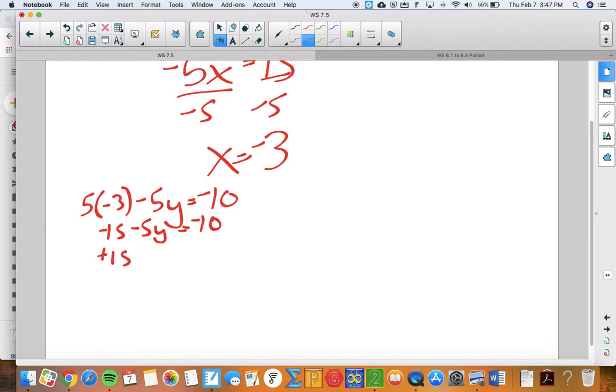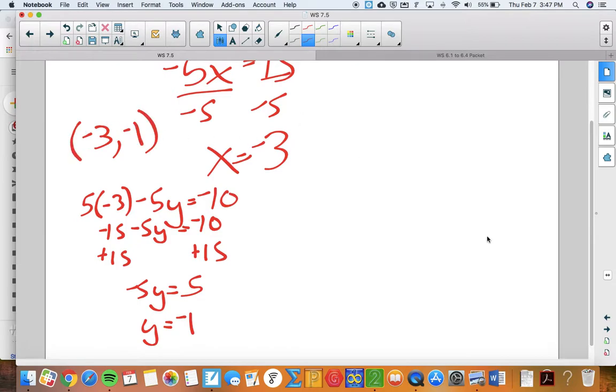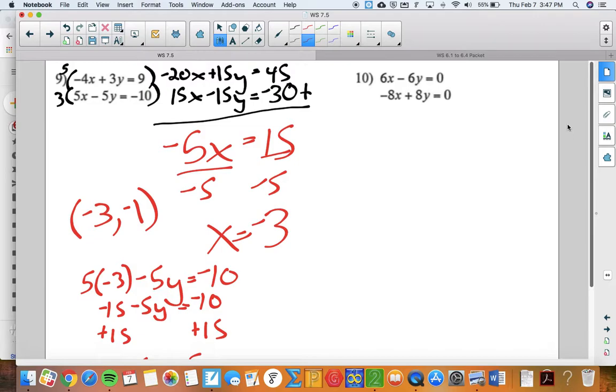So we add 15 to each side. We get negative 5y equals 5, so that means y equals negative 1 when we divide by negative 5. So there's our solution. Last but not least, the common multiple here of 6 and 8 is 24. So I'm going to multiply the top by 4 and the bottom by 3.